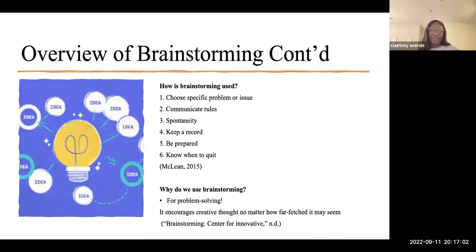So why do we use brainstorming? It's pretty much for problem solving. We use brainstorming because it is a problem solving activity where individuals can build on or develop their thinking skills. It encourages creative thoughts, no matter how far-fetched it may seem.